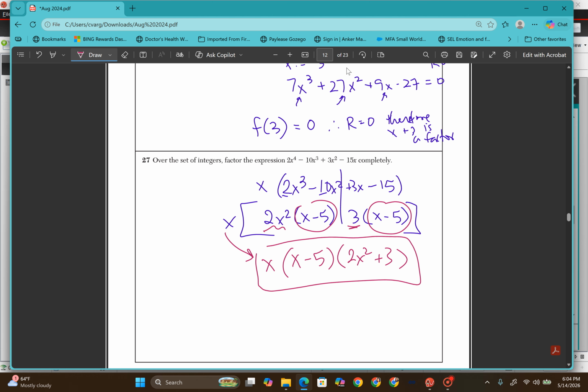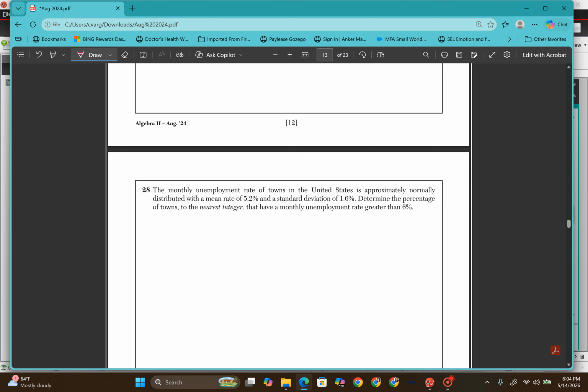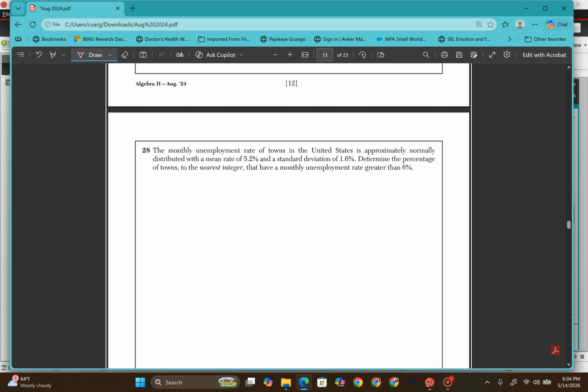It's question 27. All right, question 28. As soon as I see normally distributed, see this? That's a key right there. So that is telling me that I need to do normal distribution. So normal CDF is what I need to do in my calculator. So let's see where that is. Let's go to the calculator.